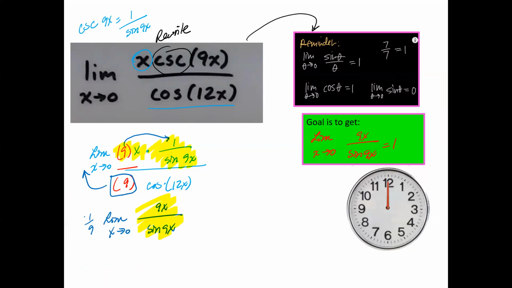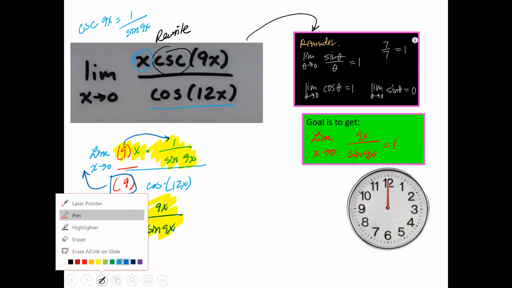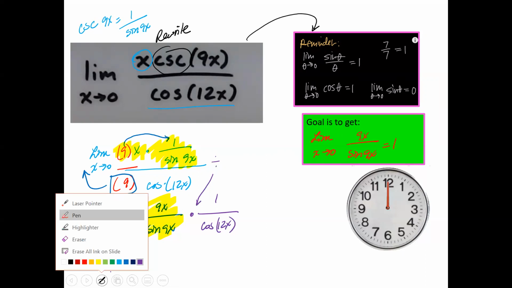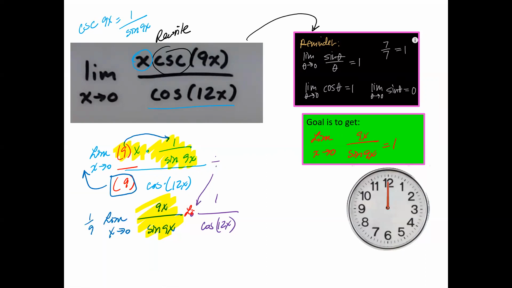But then you also have your cosine. So what am I going to do with a cosine 12x? I'm just going to go ahead and divide by cosine 12x, but then of course if I change from a division to a multiplication, it will be a 1 over cosine 12x. And so this is one of those special cases where you're going to be splitting the limit into 2.